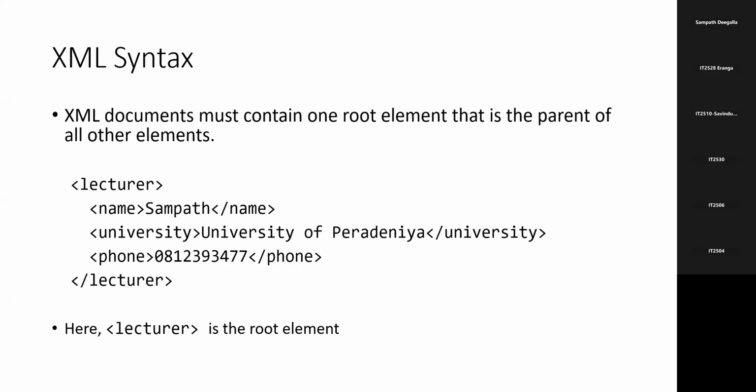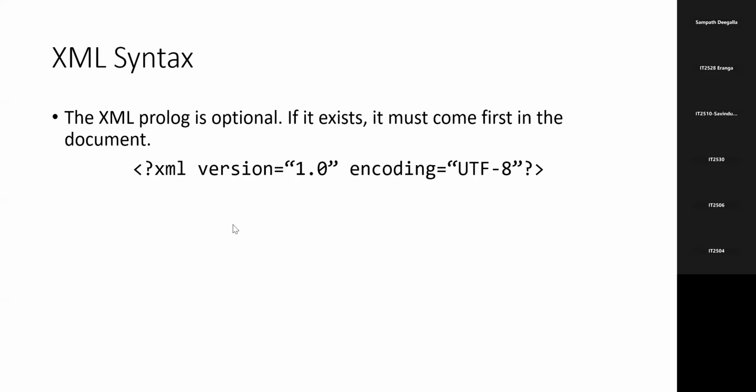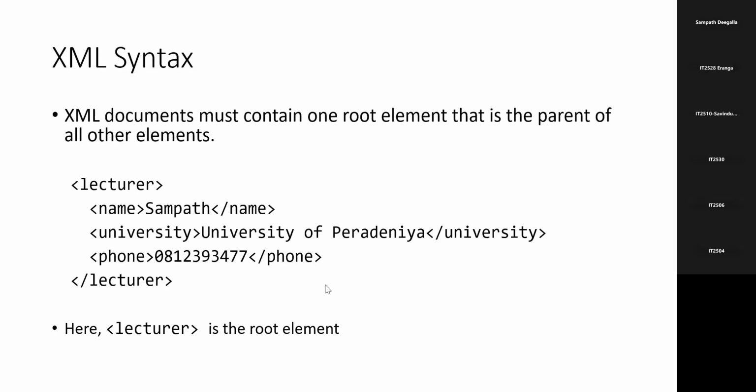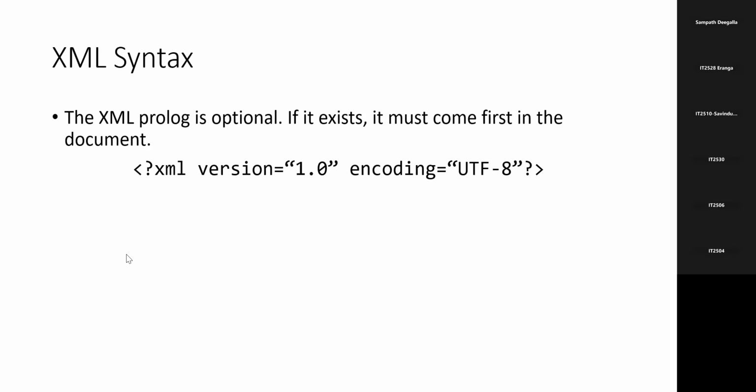One thing is you have to have a root element, and the other one is something that I missed: it's case sensitive. And the nesting is very, very important. You have to properly nest it as well. For example, in the previous case, we discussed the lecturer, and within that, we nested the name, university, and phone within the lecturer.